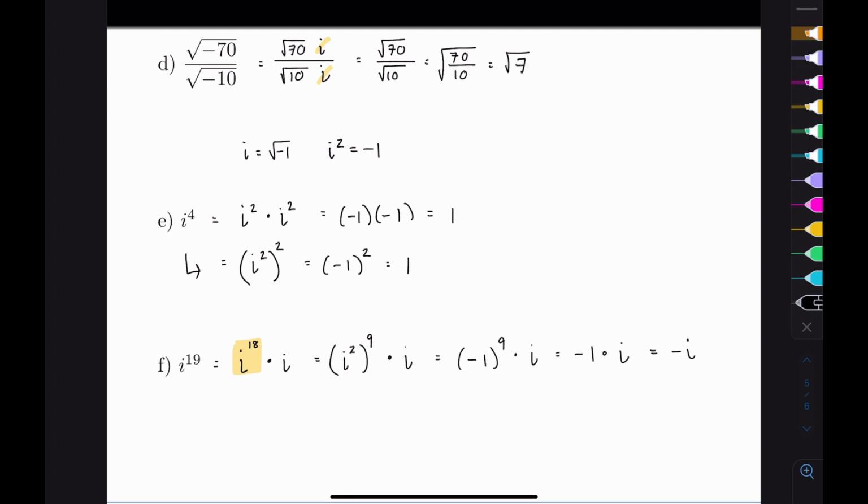Really, anytime you have i to a power, it's going to reduce to 1, -1, i, or -i. So that'll be i to a power. It's going to be one of these four things. So again, try a ton of examples. Try to see how many i's you can turn over using i squared, and then what gets left over from there.